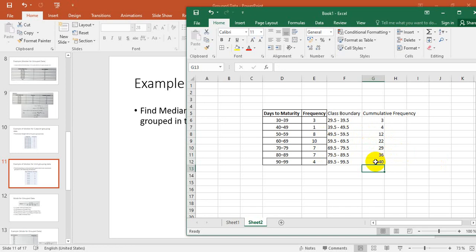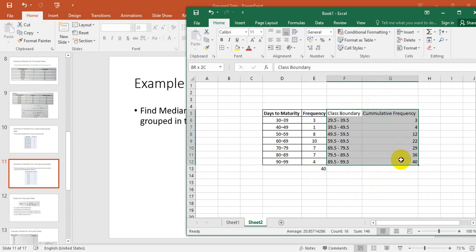और याद रखें the last cumulative frequency must be the sum of all frequencies. The sum of frequency is 40. The last cumulative भी क्या होना चाहिए, 40 होना चाहिए. तो ये काम भी हो गया.